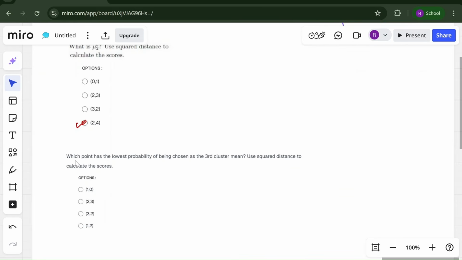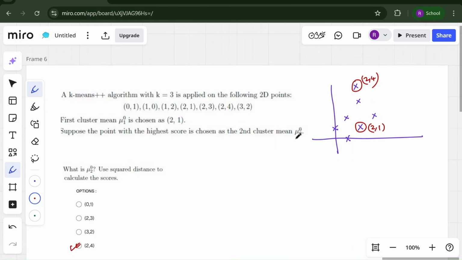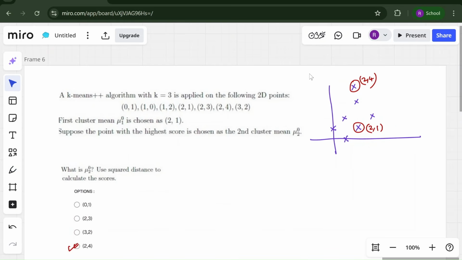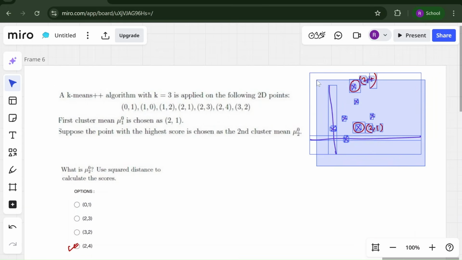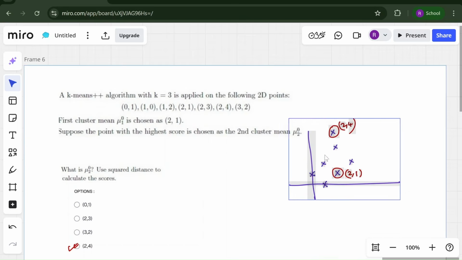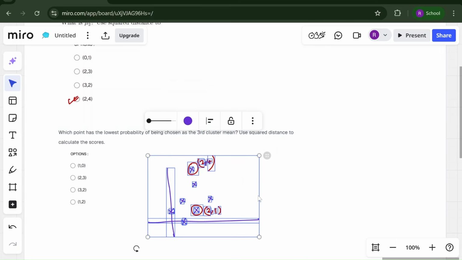The second question says which point has the lowest probability of being chosen as the third cluster mean? Okay, so my first two clusters are chosen. My first one is 2, 1, and the second one is 2, 4. Now what do you do? Let me first take this down. We have to consider the second one as 2, 4, and we'll have to consider the minimum actually. I'll show you.